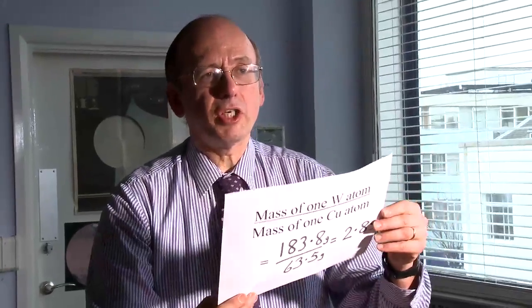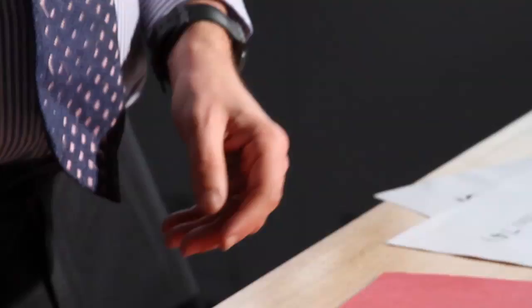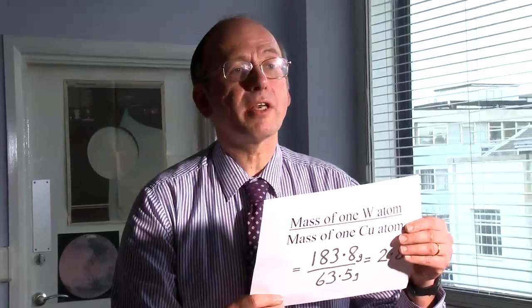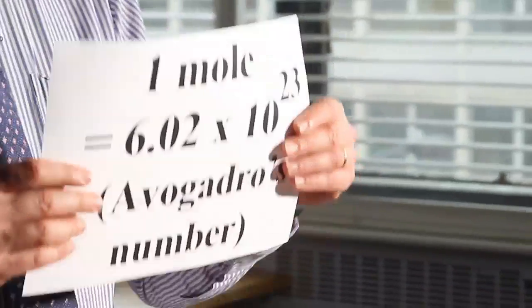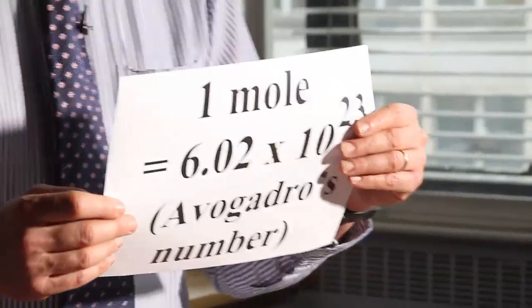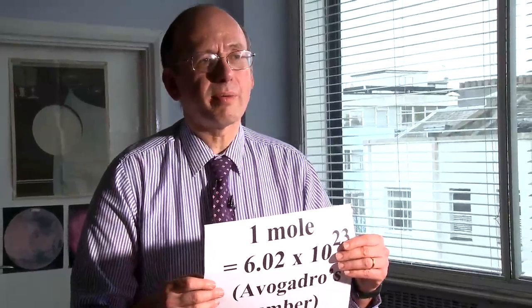So we have this similar ratio. Now that means if we were to weigh out exactly those quantities, 183.8 grams of tungsten and 63.5 grams of copper, in each sample we would have an identical number of atoms because the ratio is correct. Now the number of atoms in each pile is going to be astronomical, far too large a number for us to comprehend. But physicists are very clever people, and using experiments involving charged oil drops, which we don't need to go into here, they've been able to determine exactly what that number of atoms is in 63.5 grams of copper or 183.8 grams of tungsten.